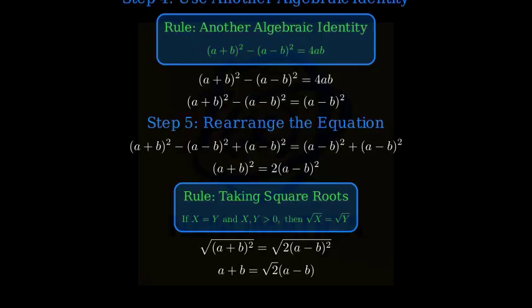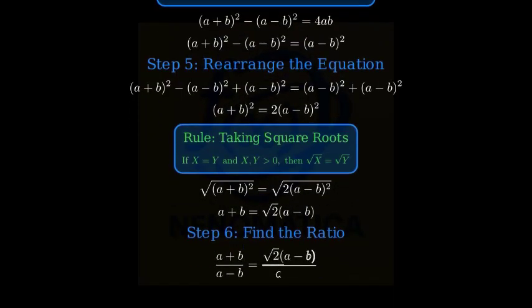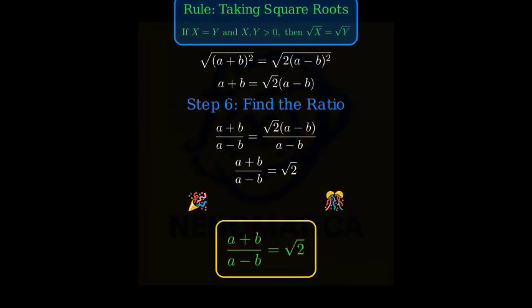Finally, we can find the ratio of (a + b)/(a - b). From our previous step, we have a + b equals the square root of 2 times (a - b). Dividing both sides by a - b, we get the ratio (a + b)/(a - b) equals the square root of 2. Therefore, the value of the ratio (a + b)/(a - b) is the square root of 2.